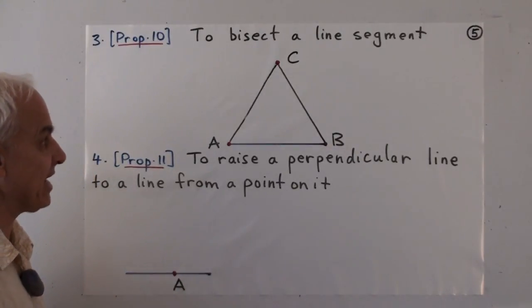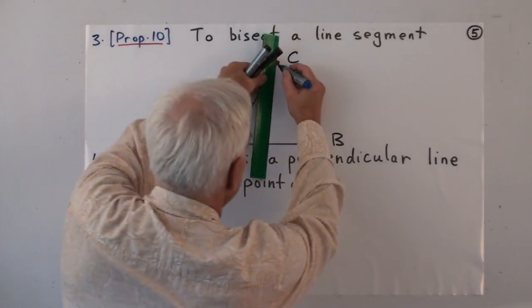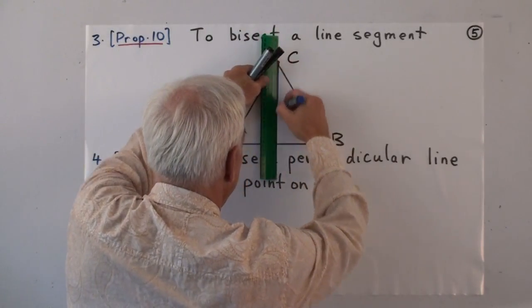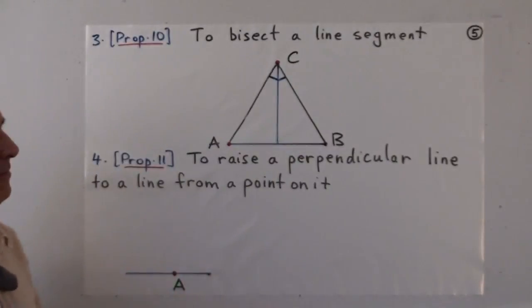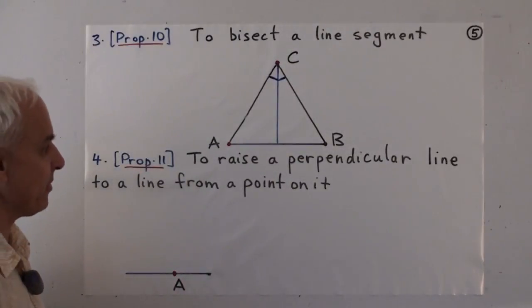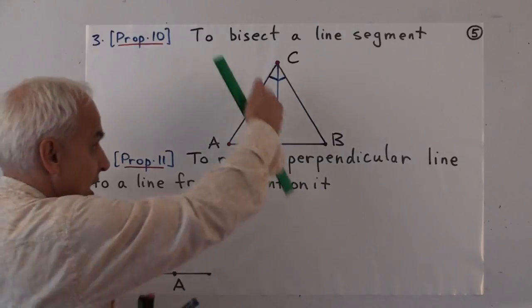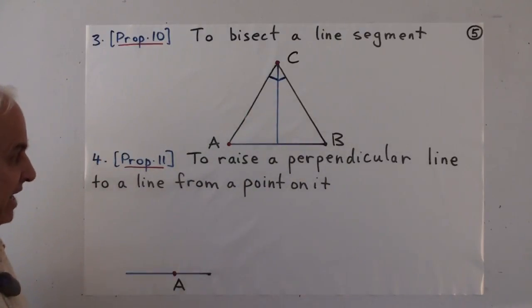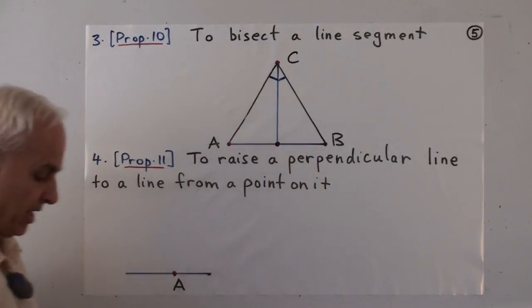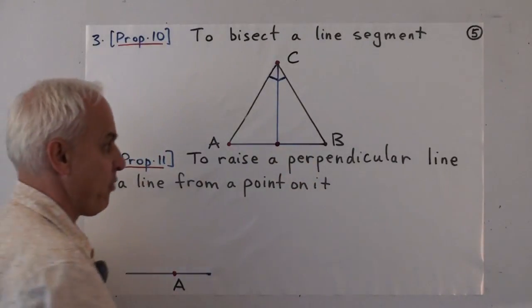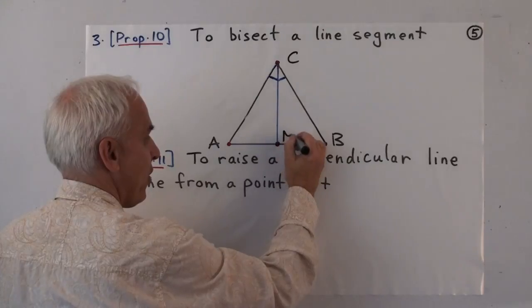So we can bisect that angle, and when we do, in other words, when this angle and that angle are equal in the construction we had before, then this line here will meet the original base in a new point, which we can then establish is the midpoint, let's say M, of AB.